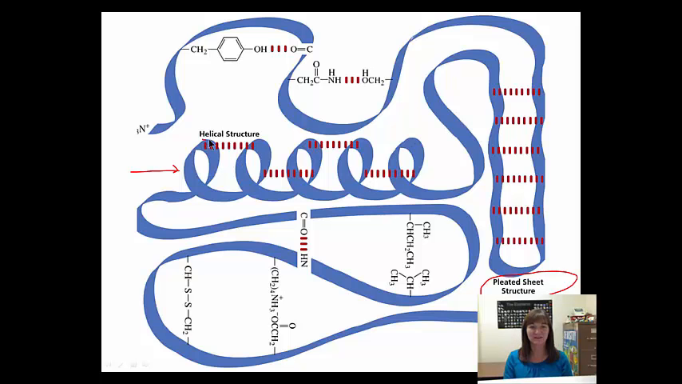Okay, so we have our helix. And if I were to ask you what type of bond these little red dots were, I would hope you would say it's the hydrogen bonds that are occurring along the backbone of the primary structure. It's not hydrogen bonding that's happening between the R groups. Okay, so those are our secondary structure.